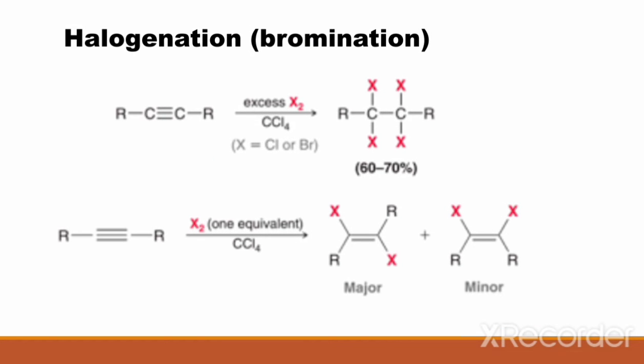Next is halogenation, means addition of halogen, in which we will study bromination. Bromination means addition of bromine, that is a halogen. We will react the alkyne with an excess amount of halogen, that is bromine or chlorine, in the presence of carbon tetrachloride, then the product is 60 to 70%.